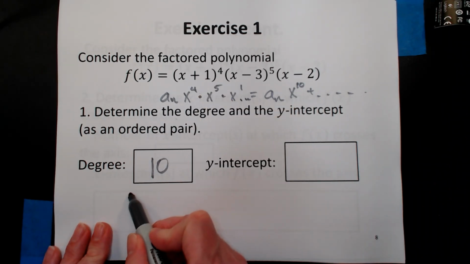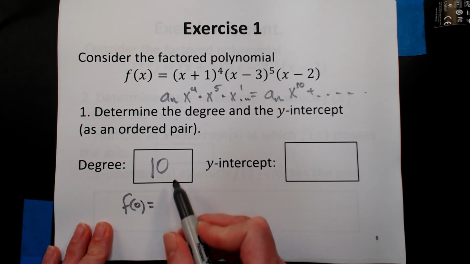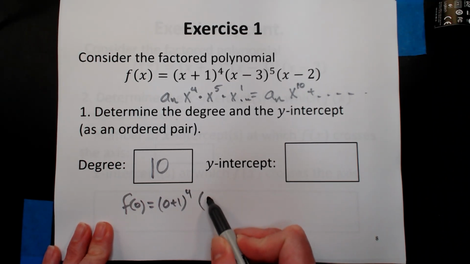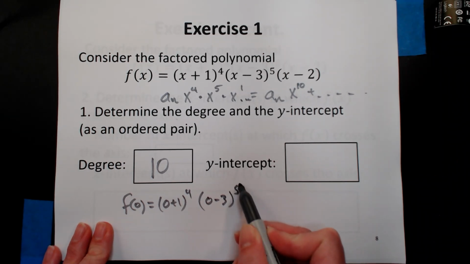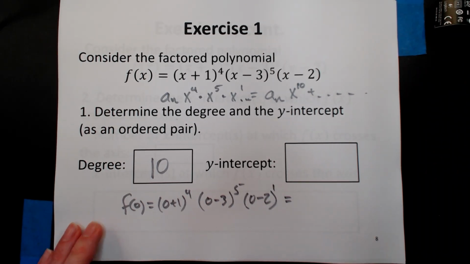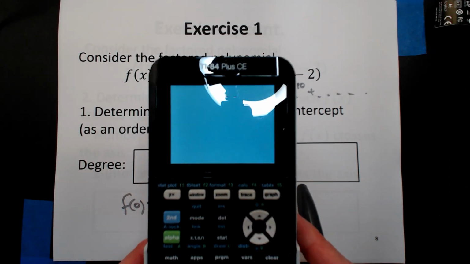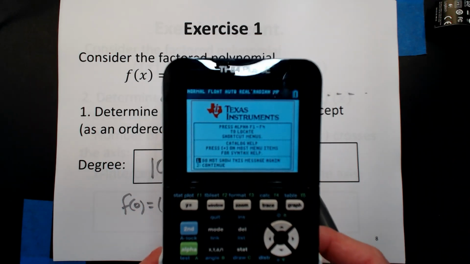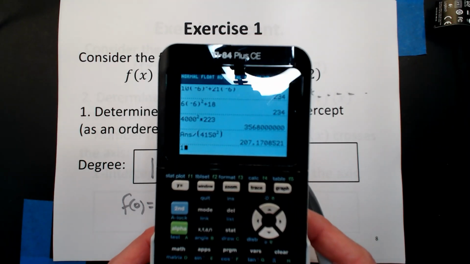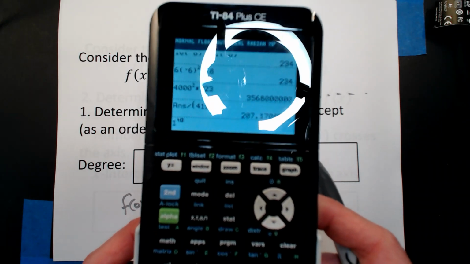And we say the y-intercept. Well, the y-intercept's when we plug in 0 for x. So if we plug in 0 for x, we're going to get 0 plus 1 to the 4th power, 0 minus 3 to the 5th power, and 0 minus 2 to the 1st power for our y-intercept. And so if we go to our calculator real quick, clear this out. So we're going to have 1 raised to the 4th power, which will give us 1 back out.